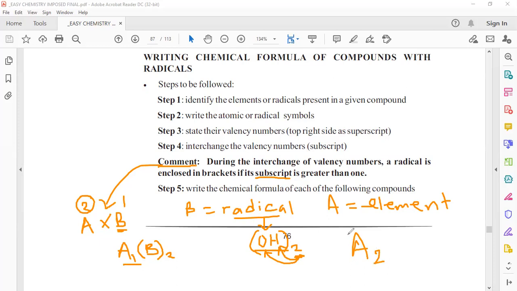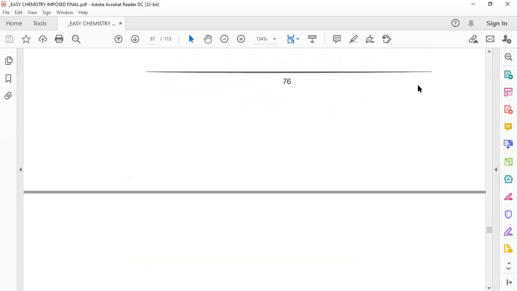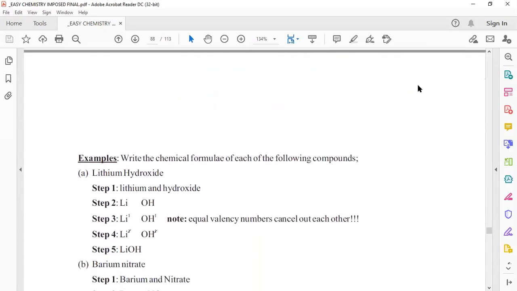There is no need for me to put the A in brackets because this is just a single element. But for a radical, we always put a radical in brackets. So we'll look at some examples to elaborate this comment. So we can look at the examples.